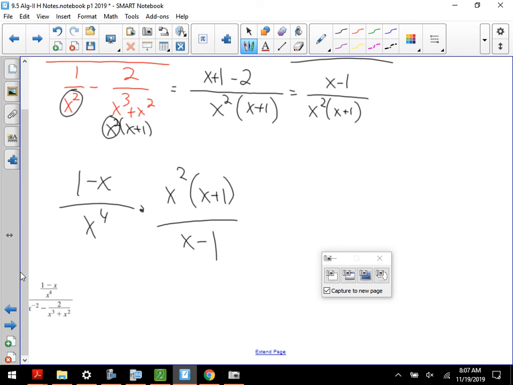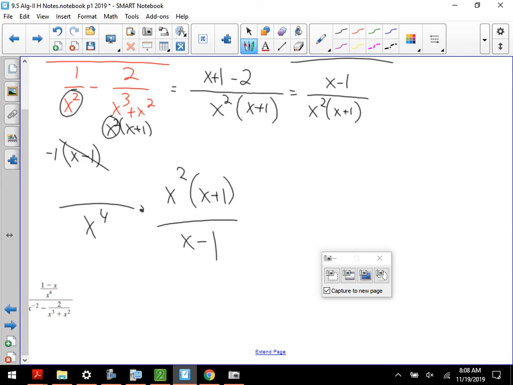Which stuff? 1 minus x and x minus 1 are not the same thing. What do you have to do? You said it. You can take out the -1 and then that'll change it. That's that trick here. You can do a -1 times x minus 1, and that would give you this. That's the trick.